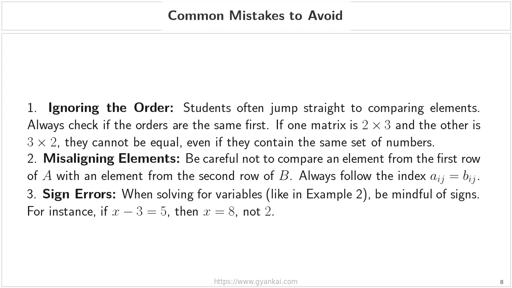Finally, be vigilant regarding sign errors. As we saw in the previous example where we solved for the variables x and y, the equality of matrices often leads to simple algebraic equations. A small slip in signs can lead to an incorrect final answer. For example, if you encounter the equation x minus 3 equals 5, remember that x equals 8, not 2.